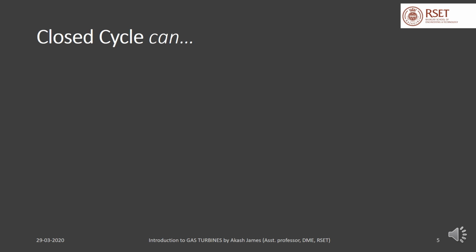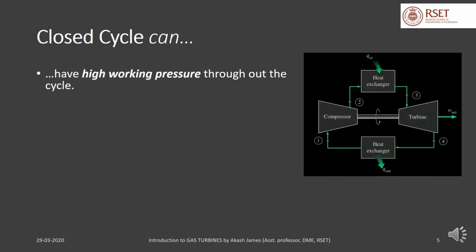Now, compared to an open cycle, a closed cycle gas turbine has several advantages. One is that it can have high working pressure throughout the cycle. This is a closed cycle gas turbine. By using an external compressor, you can increase the pressure in the circuit. By increasing the pressure in the circuit, you are increasing the density of the working fluid. That is, there is more mass of the working fluid circulating per unit volume through the circuit.